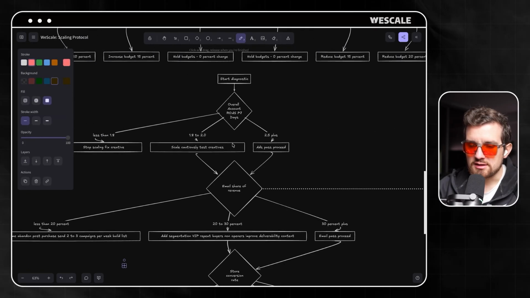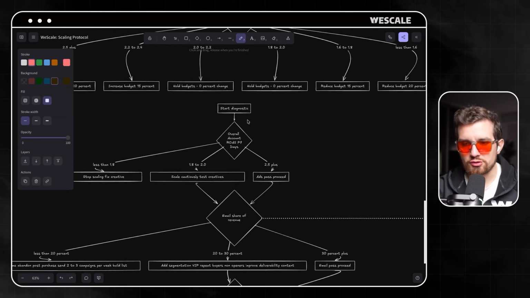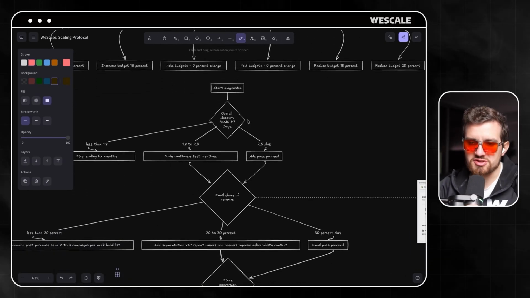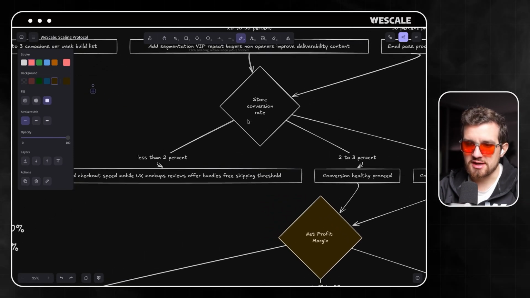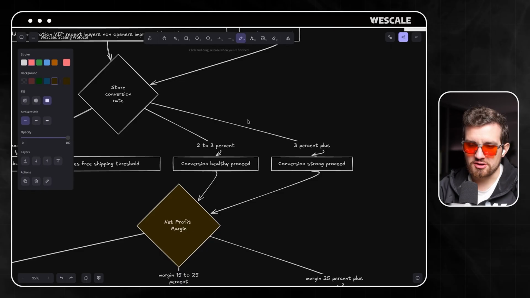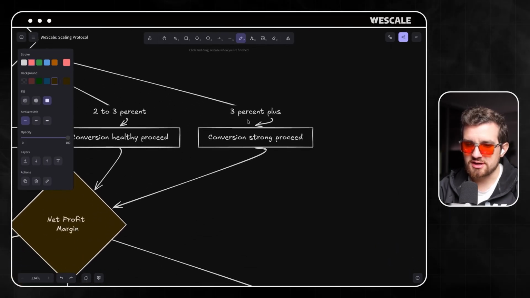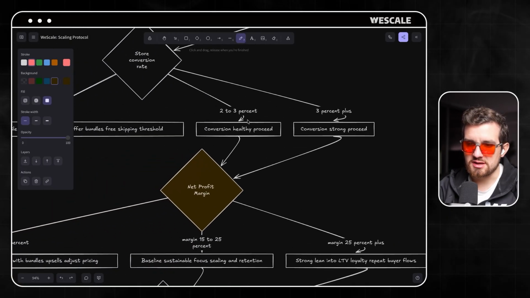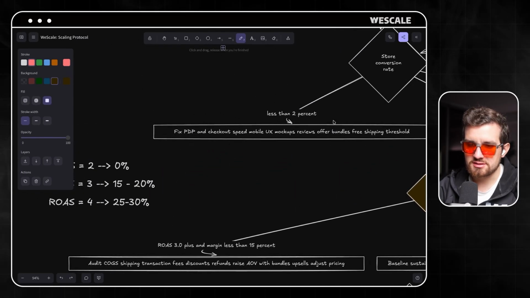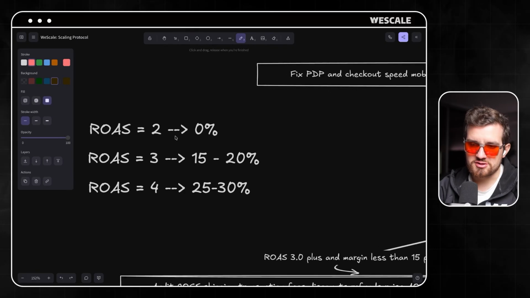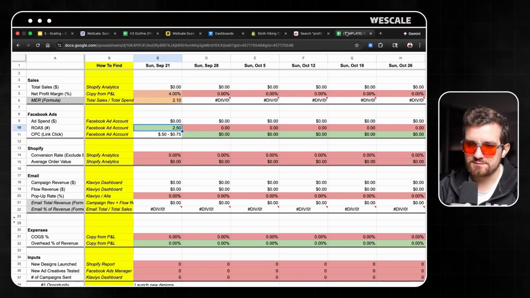The goal of this whole protocol is that we're able to increase budgets as much as possible. And this is essentially dialing in all of the areas of the business to make sure we're set up for that. Next, we look at the store conversion rate, which we just talked about in the scorecard exercise. We want to be in the 2.5 to 3% range, or 3% plus, even better. And here's what we talked about at the beginning of the scorecard exercise.